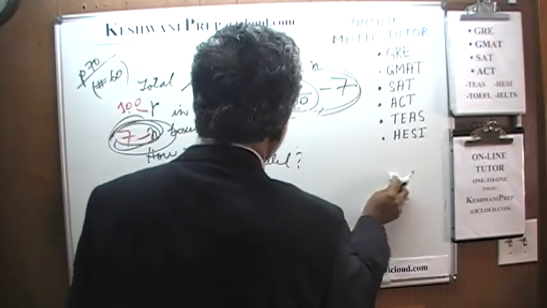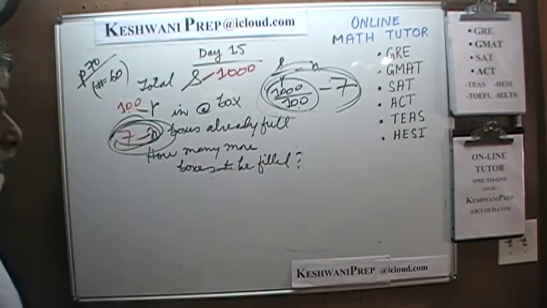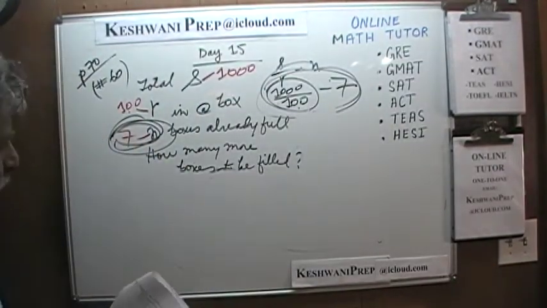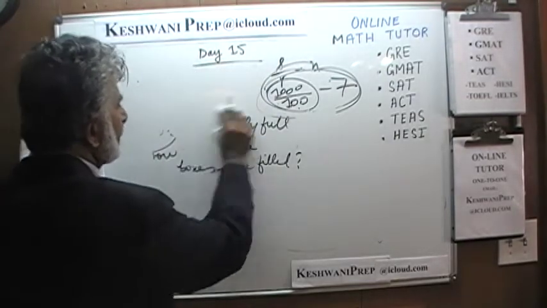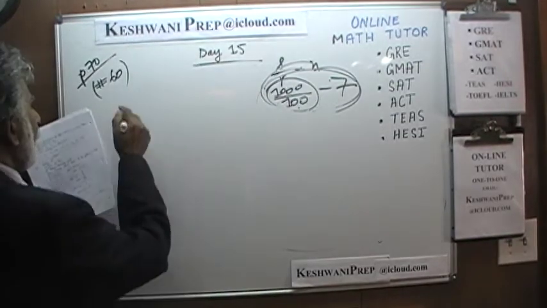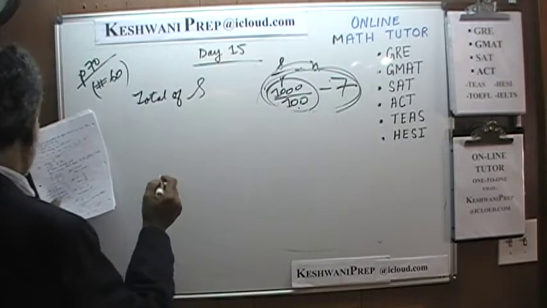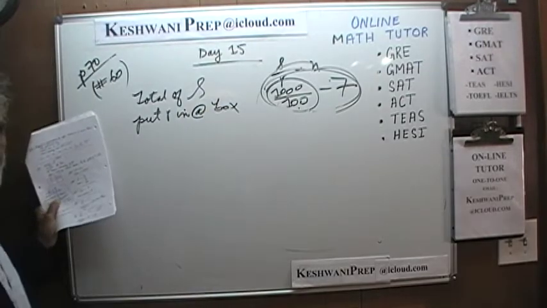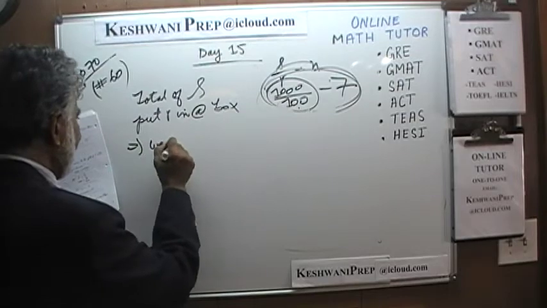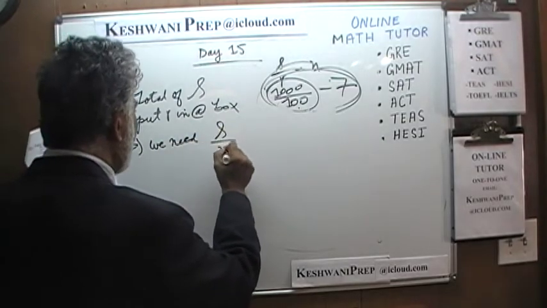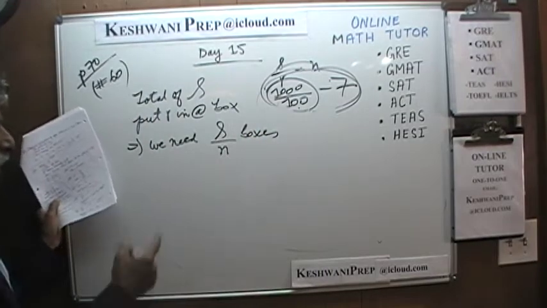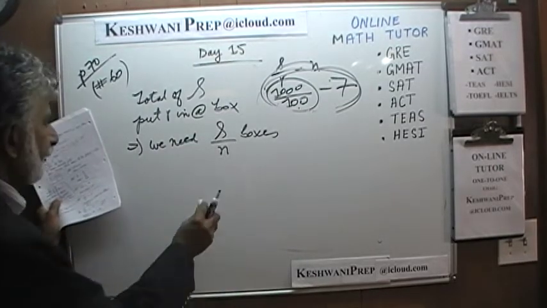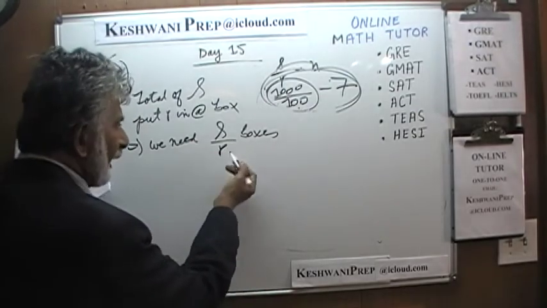Now, if you didn't want to do all that, we could have actually done the algebra. Algebra is very simple here. Let's erase this so we can do the algebra. We have a total of S, and we are putting R in each box. That tells us we need S over R boxes. Makes sense, doesn't it? If you have S oranges and you're putting R in each box, it should be S over R. We need S over R boxes.